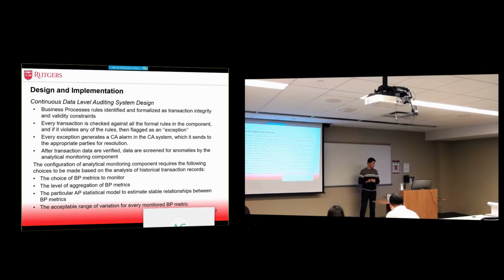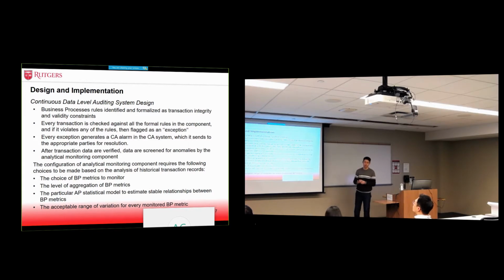After all data transactions are verified, data are screened for anomalies by the analytical monitoring component, but the analytical monitoring component model requires four choices to be made. First, you should choose your business process metrics. Which metrics do you want to use? Item quantities, traditional dollar amounts, maybe hours, maybe time period. The second choice to be made is the level of data aggregation.